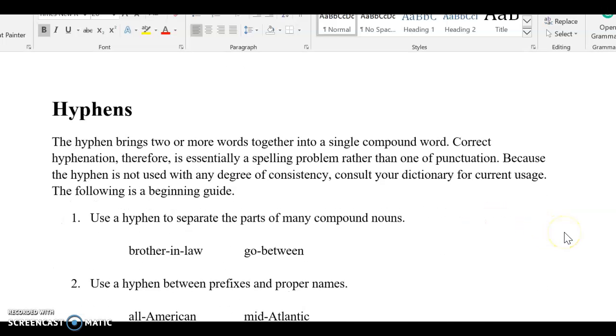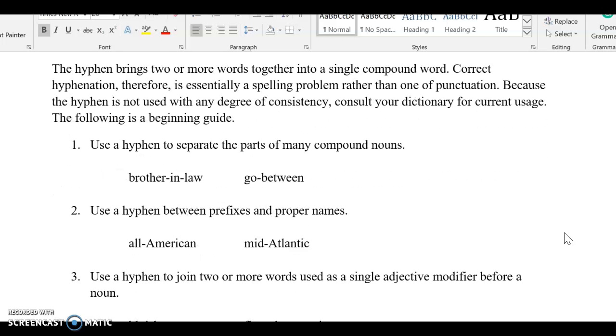Now moving on to hyphens. The hyphen brings two or more words together into a single compound word. Correct hyphenation, therefore, is essentially a spelling problem rather than one of punctuation. Because the hyphen is not used with any degree of consistency, consult your dictionary for current usage. The following is a beginning list, though, a guide that will help you get through.